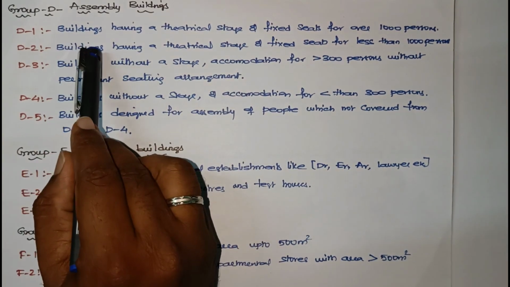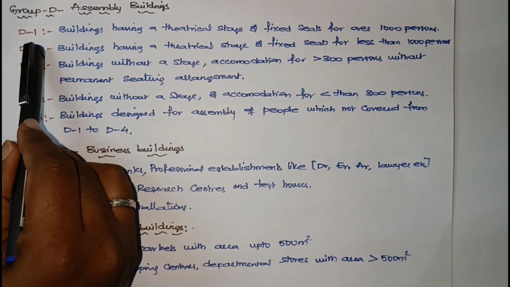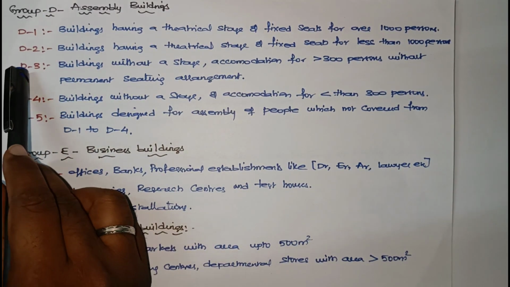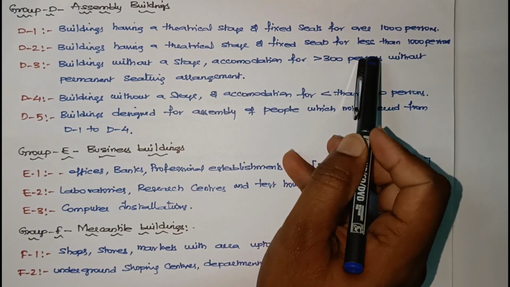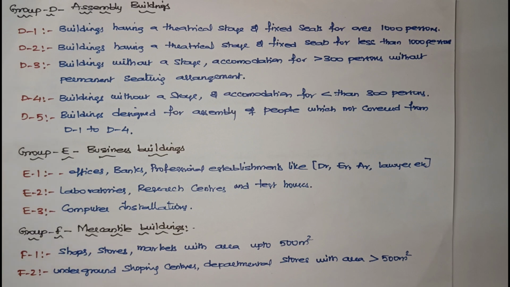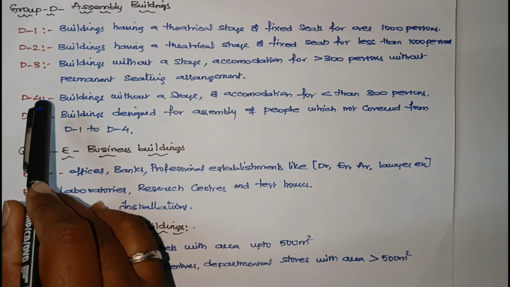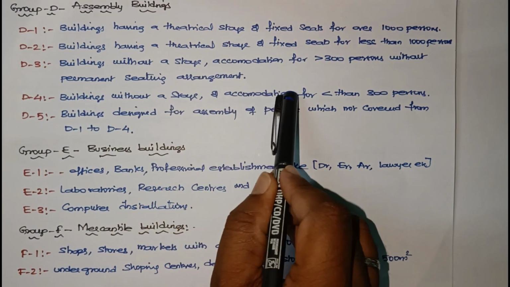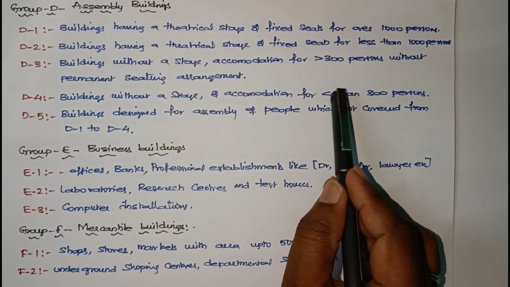Okay. Next, the same buildings having a theatrical stage, fixed seats but less than 1,000 persons come under D2 subcategory. Next, coming to D3, buildings without a stage but with accommodation for greater than 300 persons without permanent seating arrangement. Means just like a Maidan, okay, greater than 300 persons can be accommodated, but no permanent seating arrangement will be there. And a D4 category building is a building without a stage and accommodation for less than 300 persons. More than 300 persons is D3, less than 300 persons is D4.